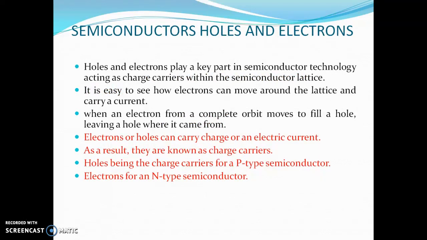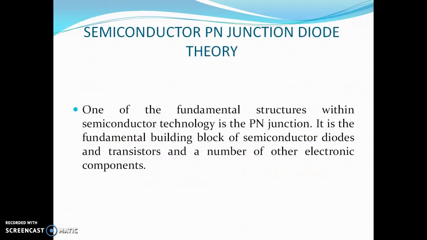Semiconductors, holes and electrons. In a semiconductor, by means of adding impurities, electrons move freely around the lattice. When an electron moves to fill a hole, it leaves a hole. Electrons or holes can carry a charge, so they are called as charge carriers. Electron charge carrier for N-type semiconductor and hole charge carrier for P-type semiconductor.